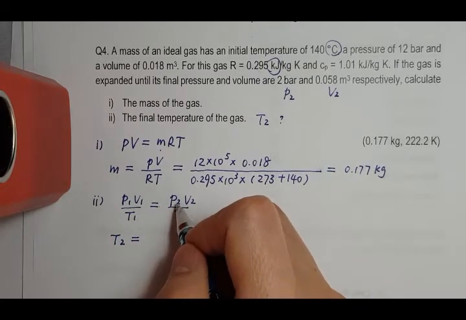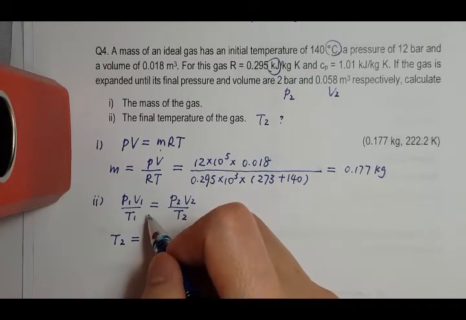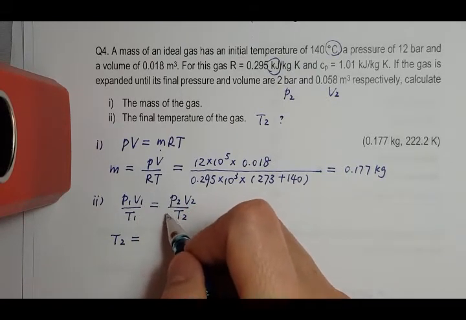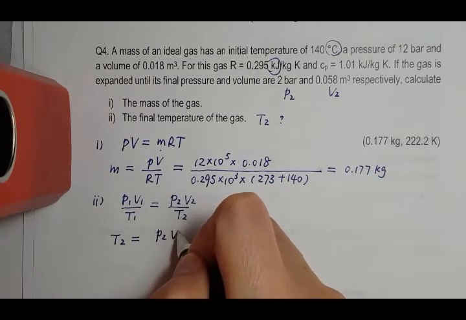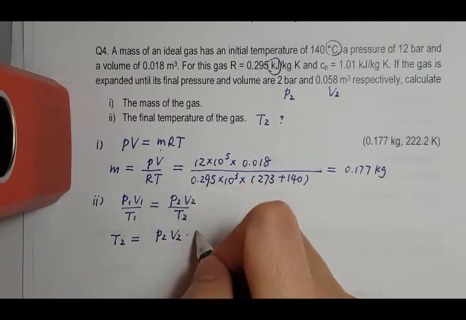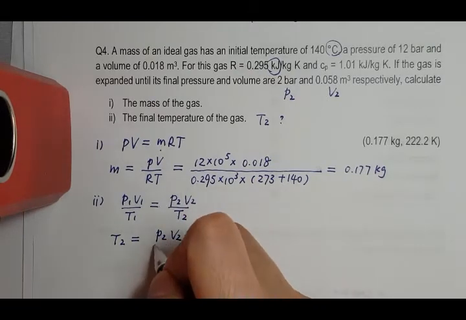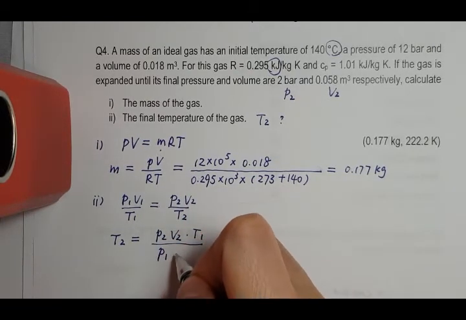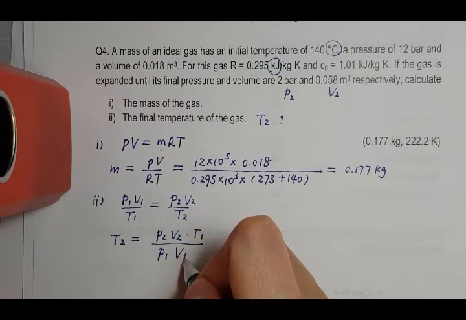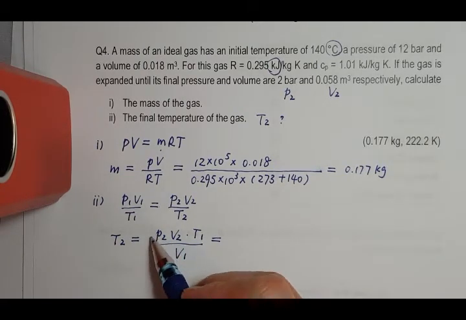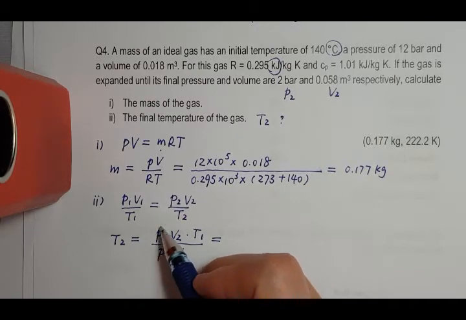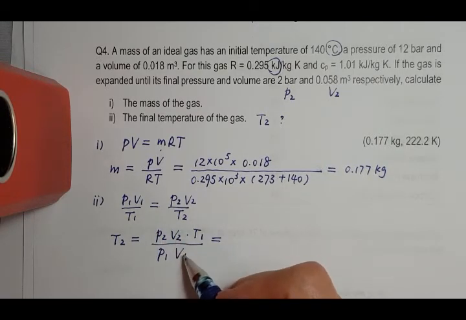is equal to, normally I would do the multiplication like a cross. So you have P2 V2 times T1 over P1 and V1. So I arrange everything here. You can see P2 over P1, so this is a ratio, like a dimensionless value. V2 over V1 is also a dimensionless value.